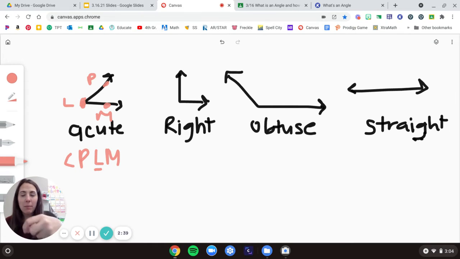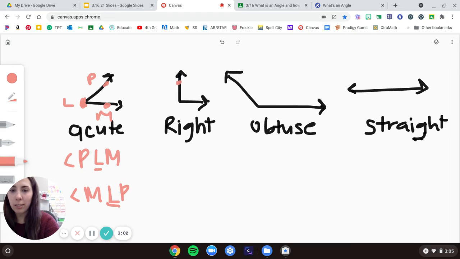Then I name it again. We know it's an angle, so we start with that word, angle. This time I want to go from the other side. I want to do M, L, P. Angle M, L, P. Notice L is in the middle again because that's my middle point there.